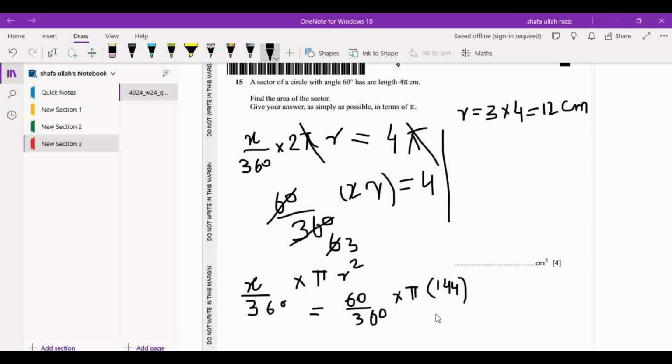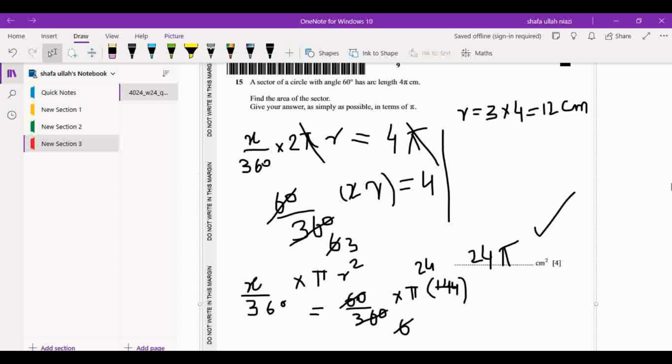We solve it. 60 is 6 times 10, and 6 divides into 36, and then dividing this by 6 leaves 24, so the answer comes out to be 24 pi centimeter square. That's it.